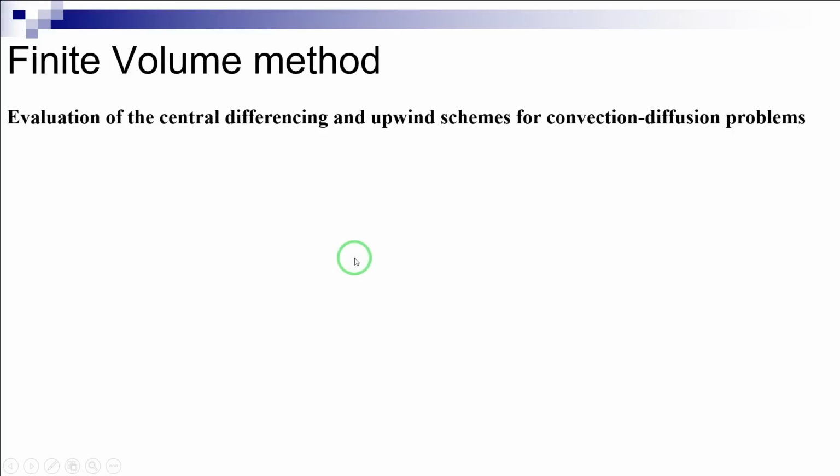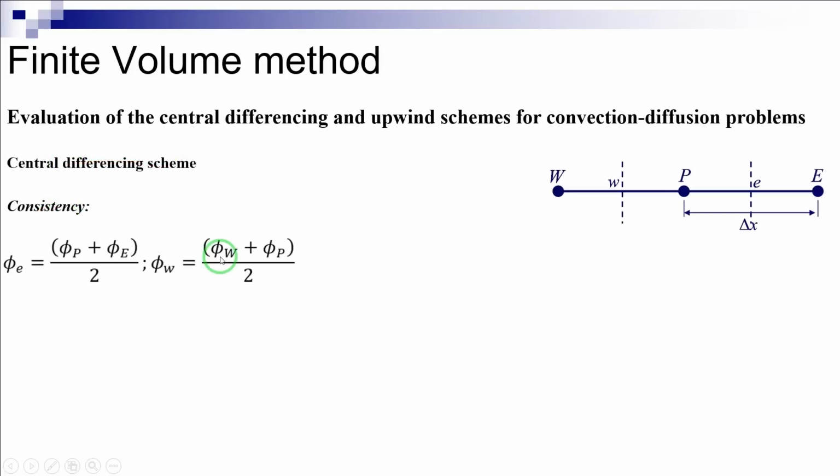Evaluation of the central differencing and Upwind scheme for convection diffusion problems. Central differencing scheme. Consistency. The central differencing scheme uses consistent relationships to calculate fluxes on control volume surfaces as shown here. Therefore, this scheme has consistency.